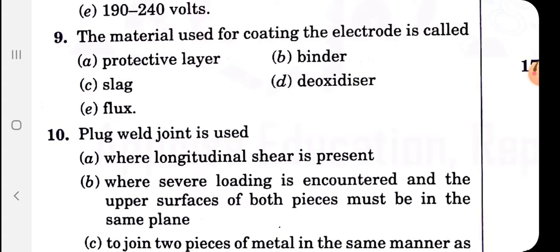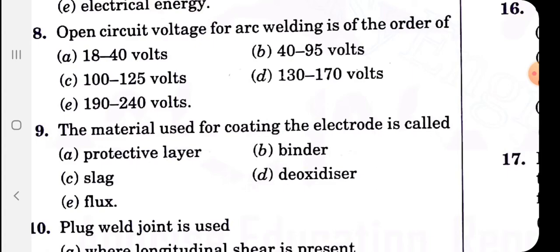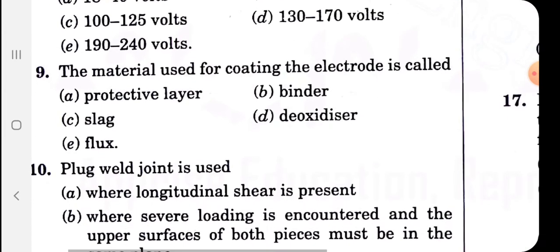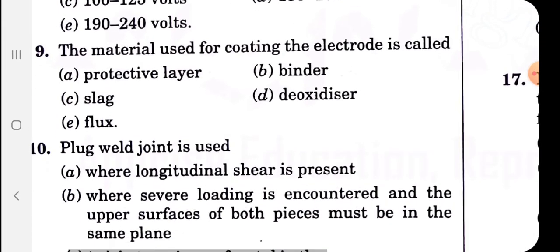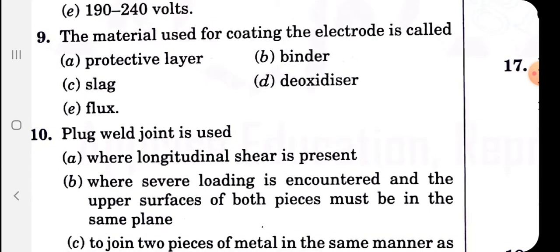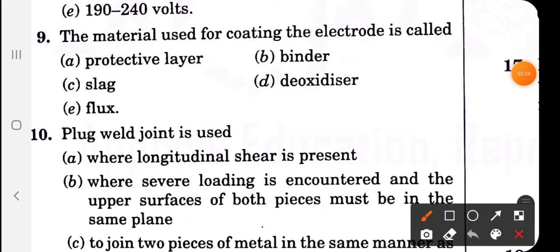Next, ninth one. So this is how much? 40 to 95, eighth one. The material used for coating the electrode is called, ninth is E, flux material.